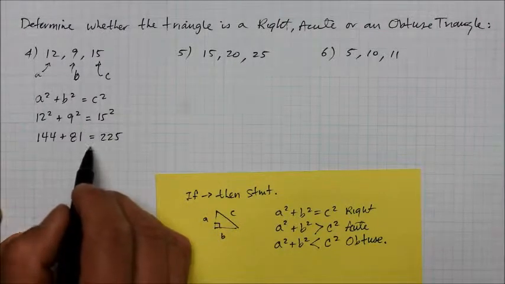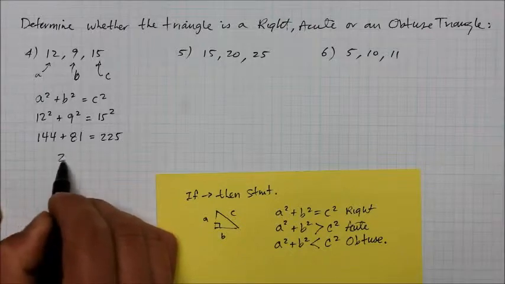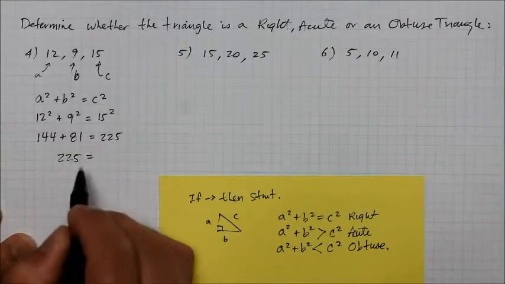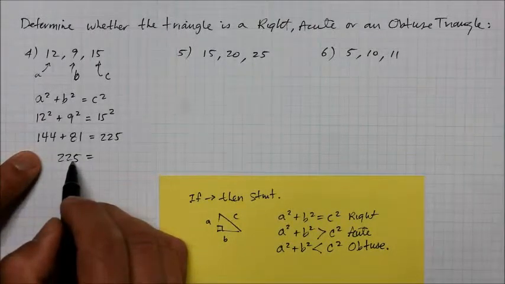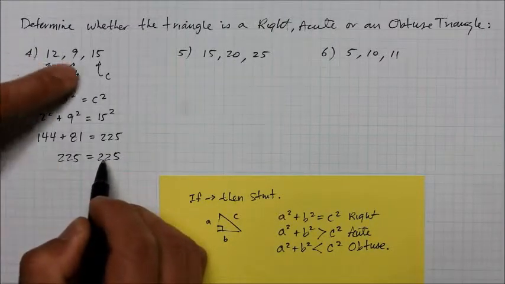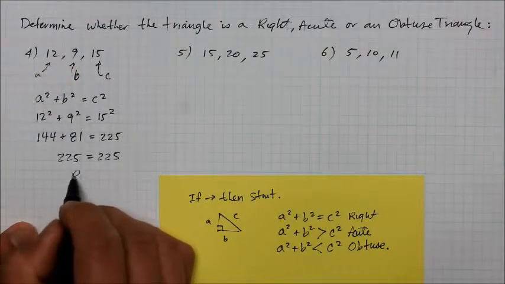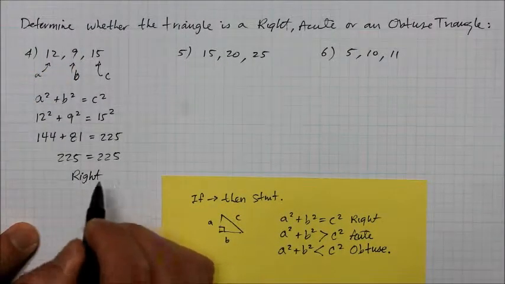Hey, looking pretty good so far. 144 plus 81, yes, in fact, it is 225. So since the sum of a squared and b squared equals 225, which is c squared, this is in fact a right triangle.